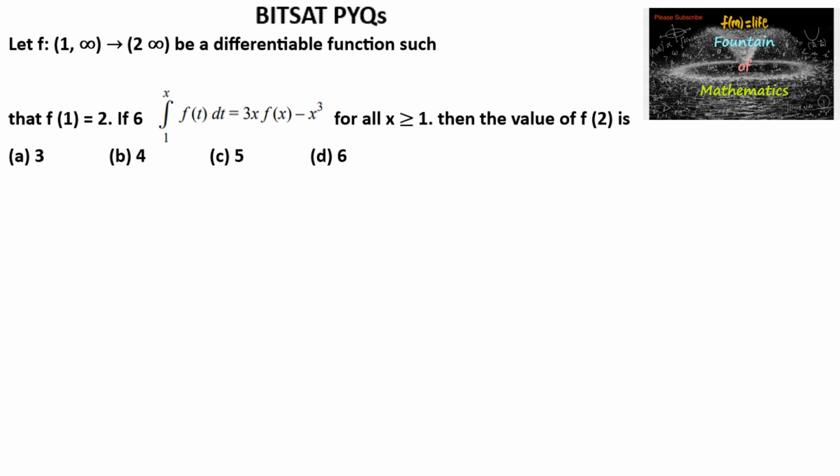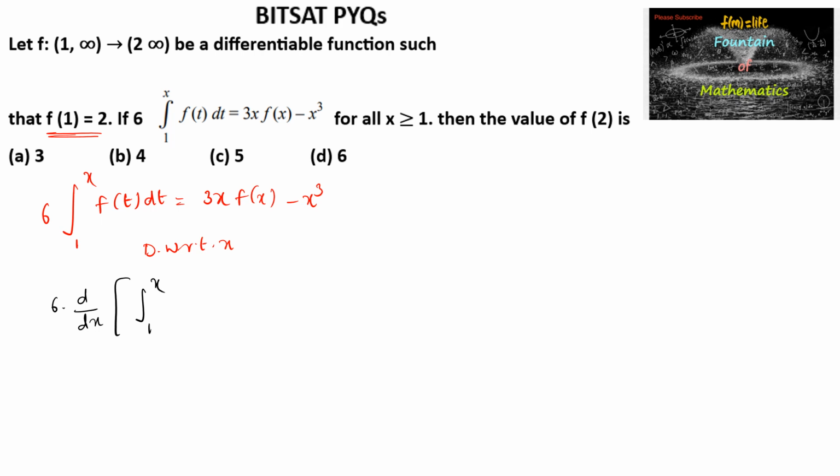Given that f from 1 comma infinity to 2 comma infinity be a differentiable function such that f of 1 is given 2, and also 6 times integral 1 to x f of t dt is equal to 3x into f of x minus x power 3. So let us differentiate on both the sides. So we get 6 times d by dx of integral 1 to x f of t dt is equal to d by dx of 3x into f of x minus x power 3.